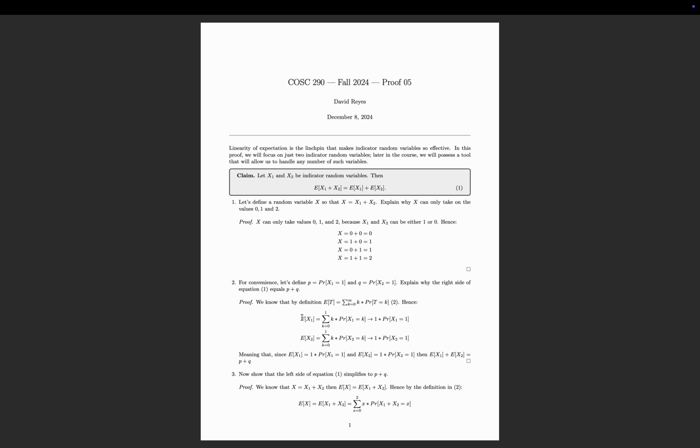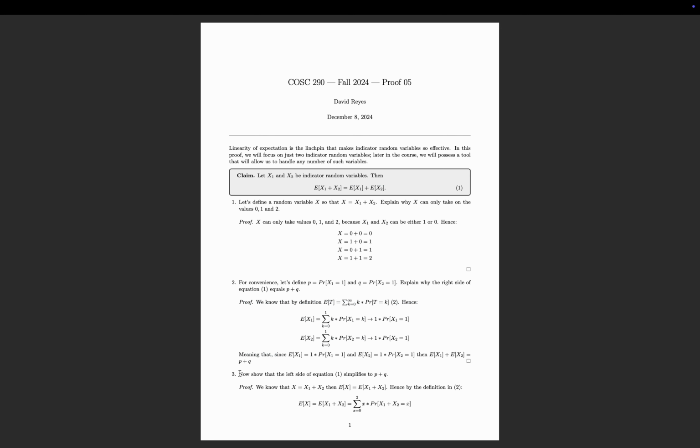So since we already calculated the expected values of these two indicator random variables, and we set p plus q equal to the probability that x1 equals 1 and the probability that x2 equals 1, we can just notice that since we already know these expected values, this right side of the equation over here is equal to p plus q. I think this is explaining it pretty well.